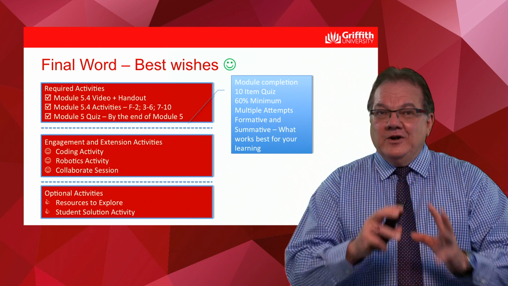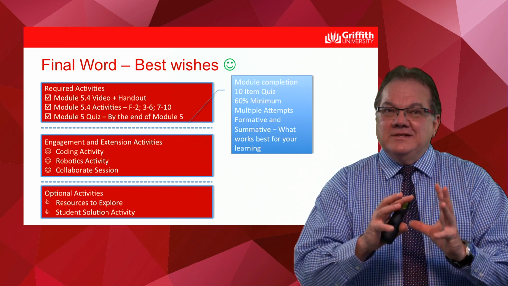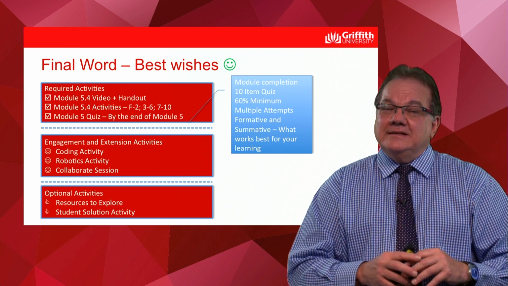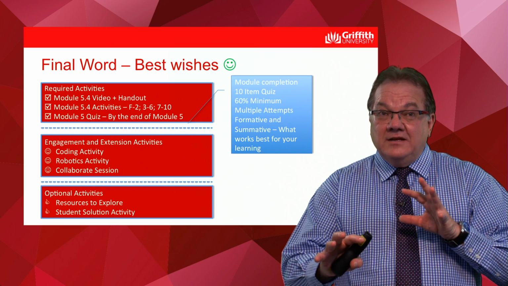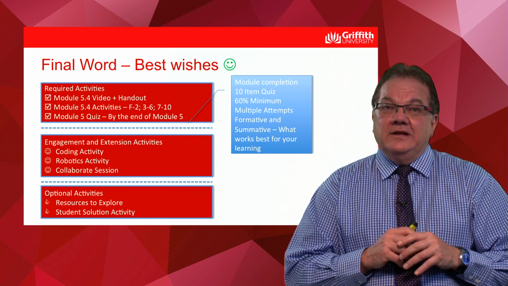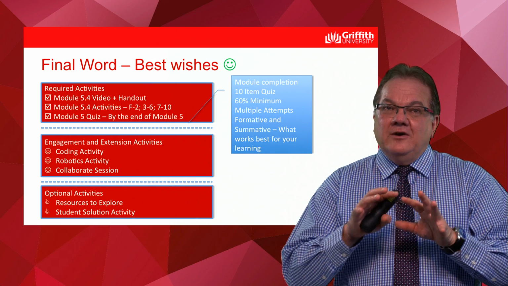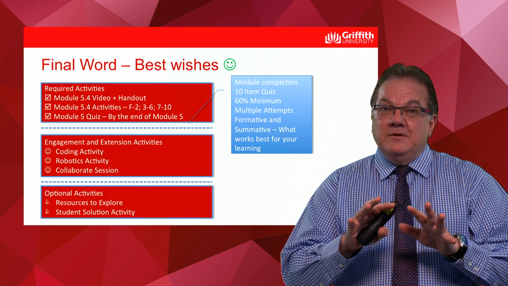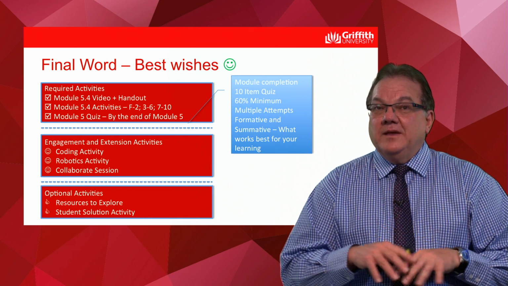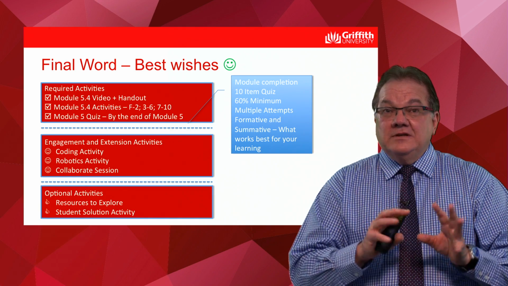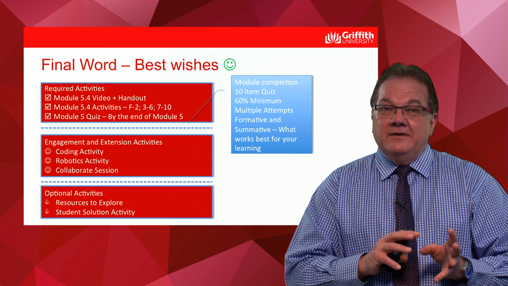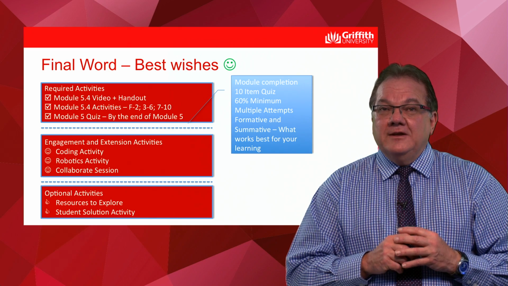So with a final word, you know what's expected in terms of required activities, the engagement and extension activities, and the optional activities. Remember that the module completion requires the 10-item quiz, with a 60% minimum level of achievement. You're allowed multiple attempts. You can use it formatively and summatively, whatever works best for your learning.